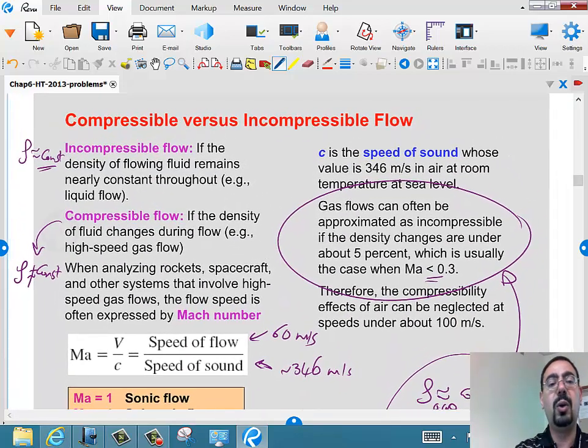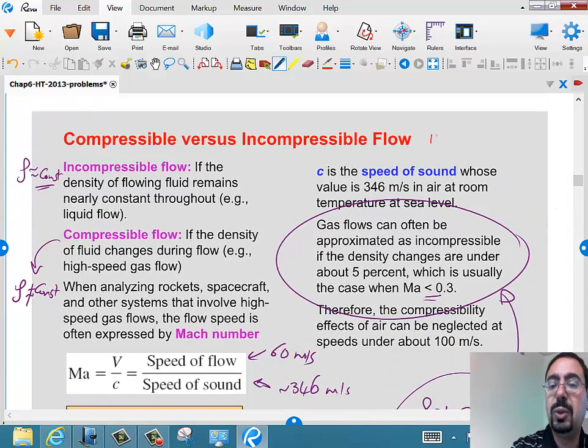There is a course over here at OSU called MEE 3293. I actually teach that course too. And that's compressible flow. So there's a whole course for compressible flow. And that's when the fluid starts changing its density.